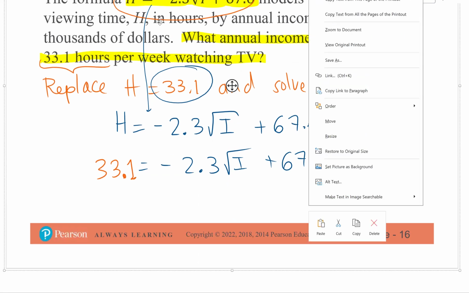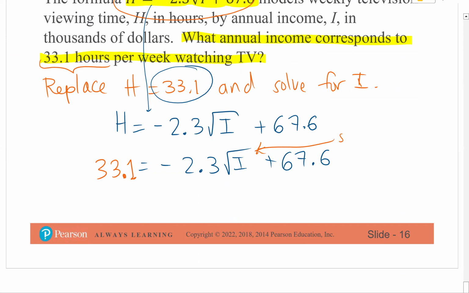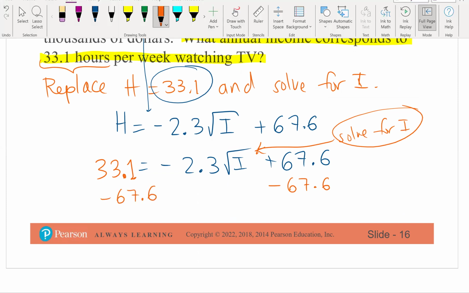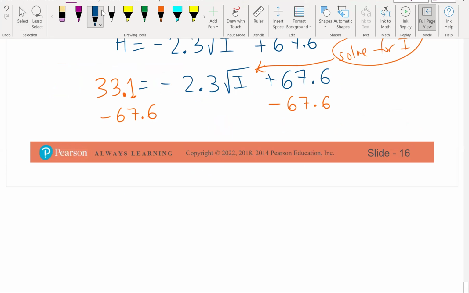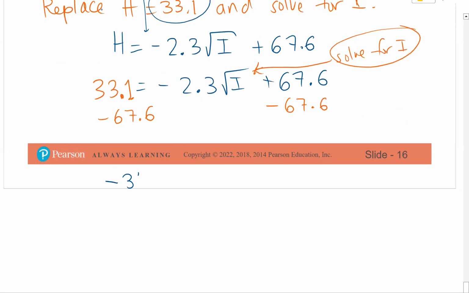So I'm going to isolate I. First thing, I need to get rid of everything but the root. The thing that's adding or subtracting is the first thing you should get rid of. Since it's adding the 67.6, I'll do the opposite and subtract it. Feel free to use a calculator on these application problems. We don't need an exact answer here because this is a real life scenario. 33.1 subtract 67.6 is negative 34.5. And on this side, all that's left is the negative 2.3 square root of I.